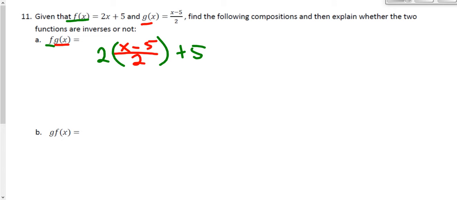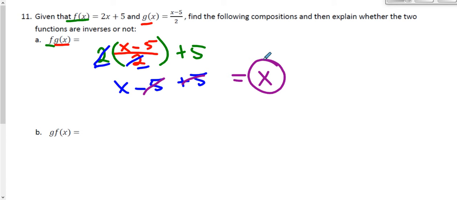Now the first thing f of x wants to do is multiply this inside function by 2, but my inside function is being divided by 2 as its last step. So those two are going to cancel each other out. That's going to give me x minus 5 and the remaining plus 5. Now my f of x function wants to add 5, but we're already subtracting 5, which means those are going to cancel, and it looks like I'm going to get x completely alone.